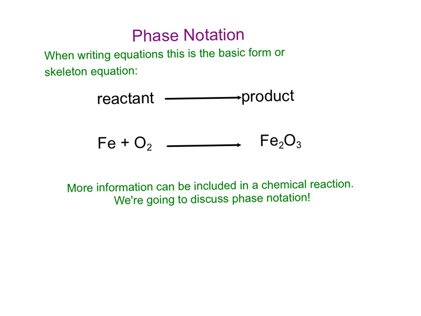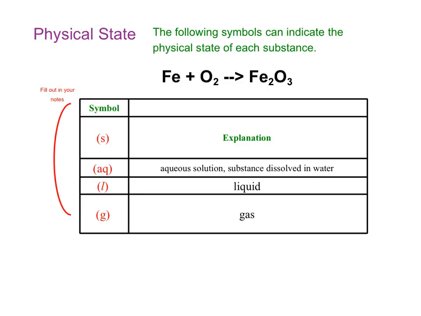So when you write a chemical equation, we have been working on the basic form where you just have your reactants and you have an arrow and products, and you do need to worry about balancing that. We've kind of left off there, but there's actually more you can add to a chemical reaction, and some of that stuff we're going to talk about is phase notation. So those phase notations are what you see up here.